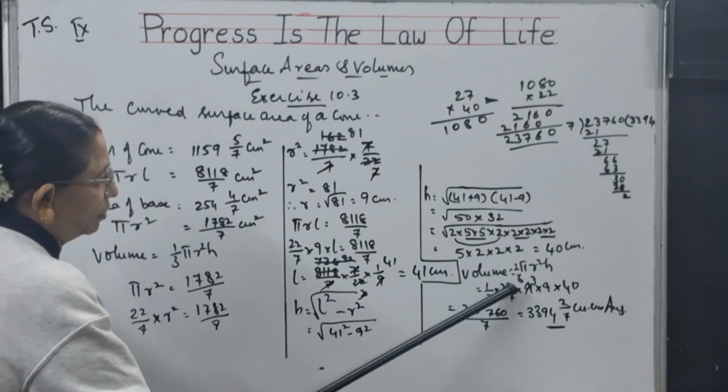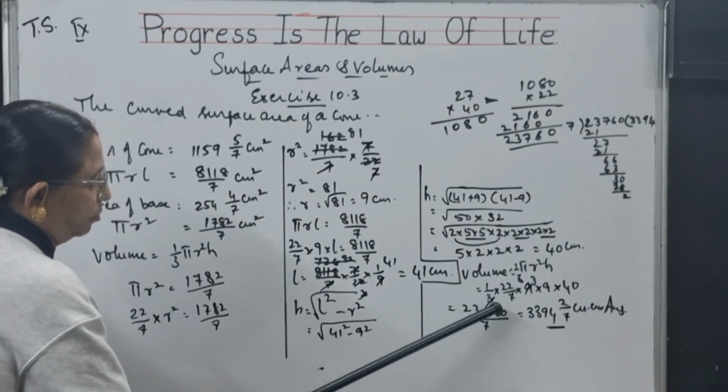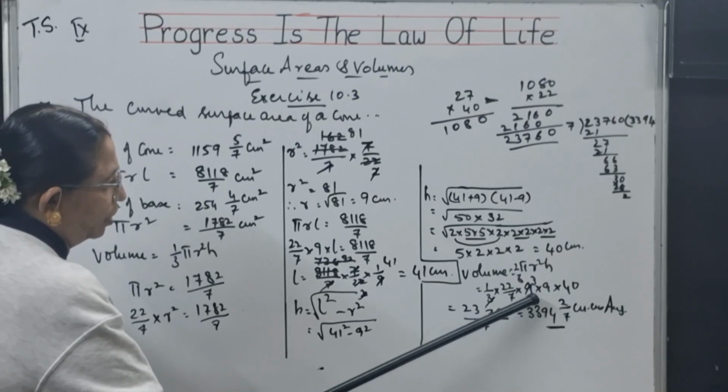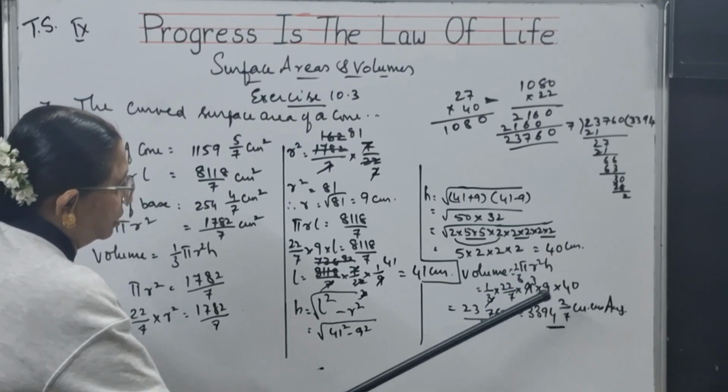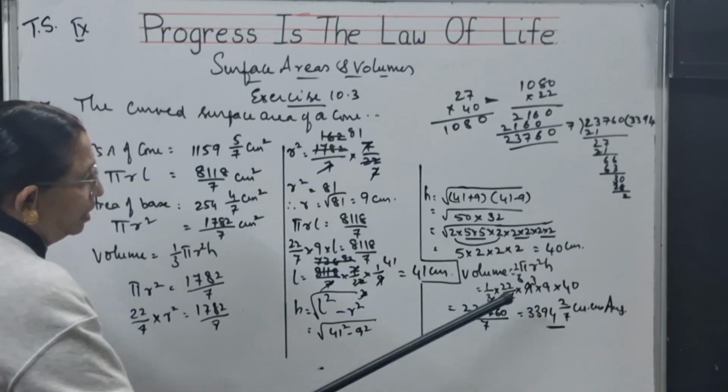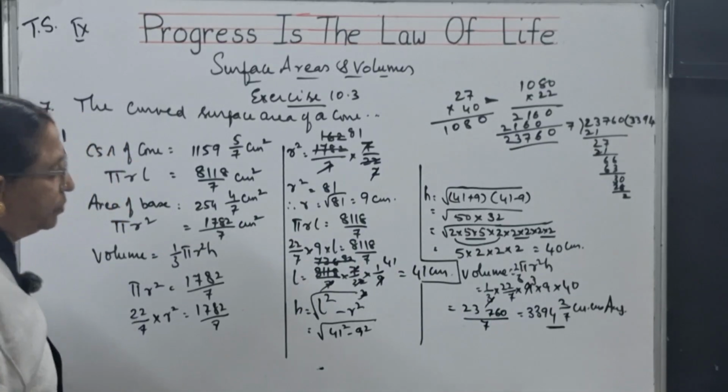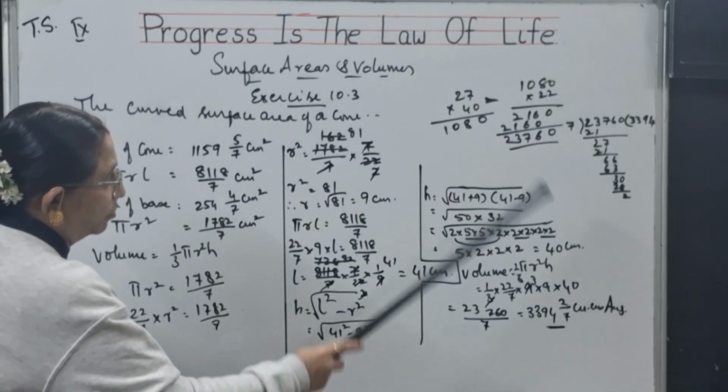So the volume formula is 1/3 pi r squared h. 1 by 3 into 22 by 7 into r squared, that is 9 into 9, because the radius I got is 9. 9 into 9 into 40. So this I have got after multiplication.